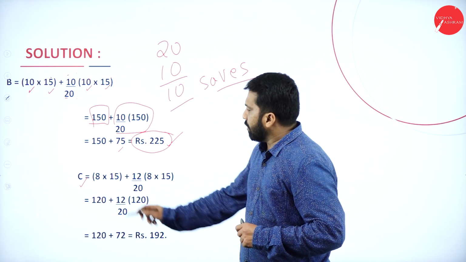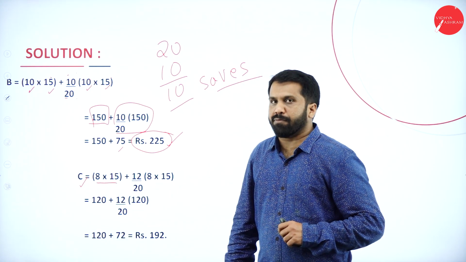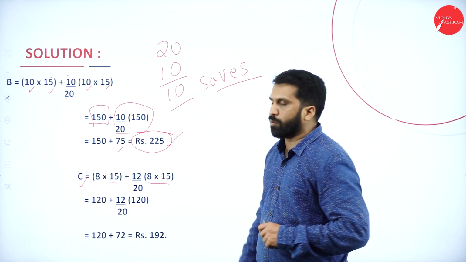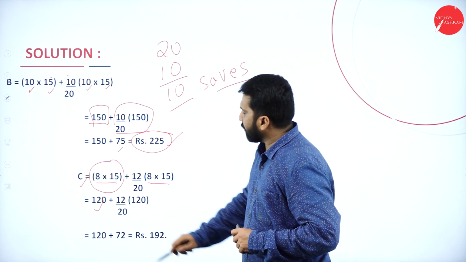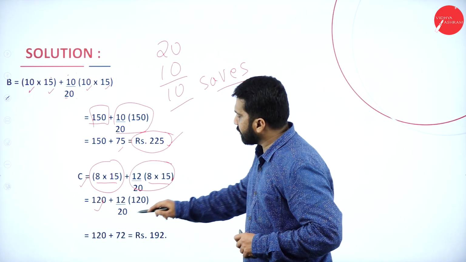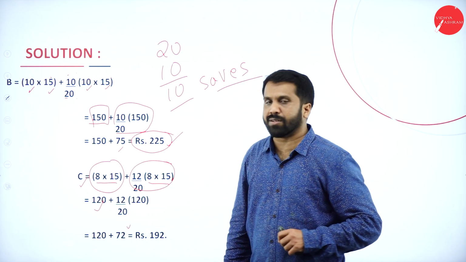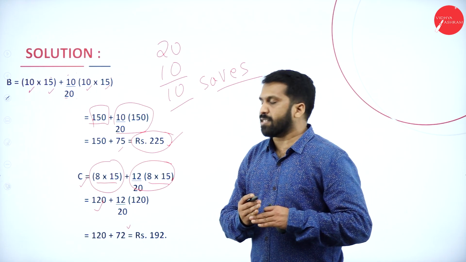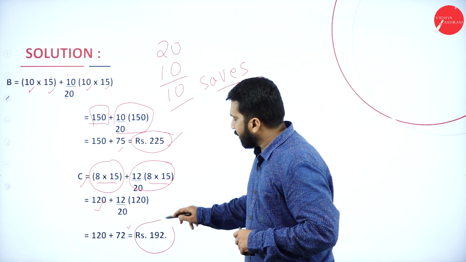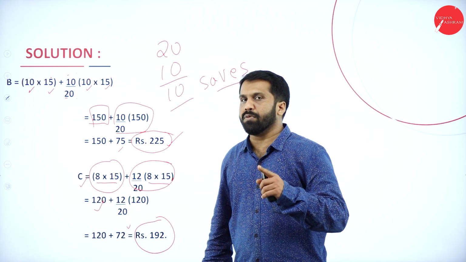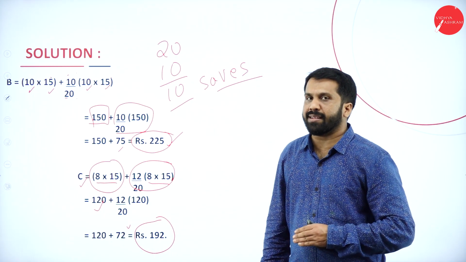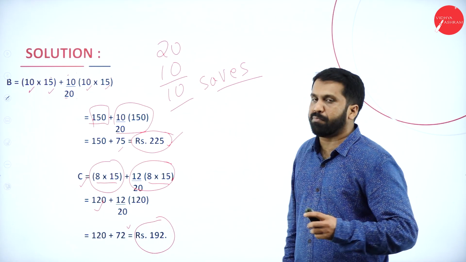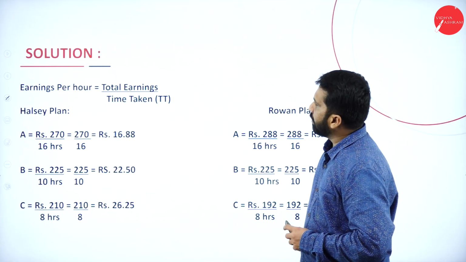C is equal to 8 multiplied with 15. Now, if you multiply this, it will be 120. If you calculate this, it will be 72. 120 plus 72, it is how much? You will get 192. Hope you understood. This is all about your row 1 plan. A already calculated. Now we have calculated B as well as C.